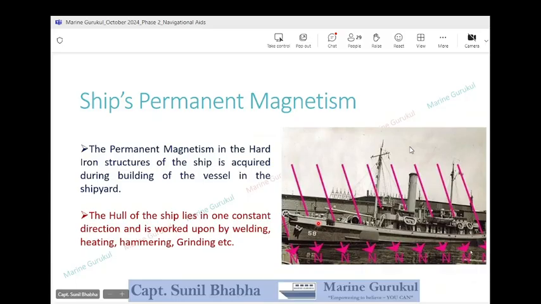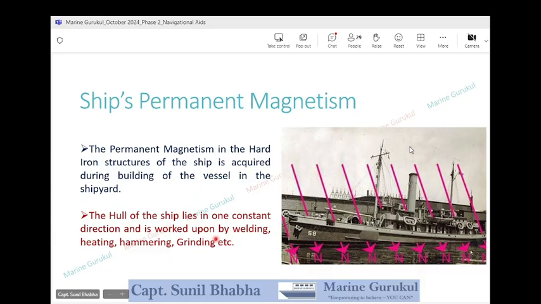In a yard or in a dock, when you start the shipbuilding, laying down the keel of the ship remains in the same orientation till the time it is ready to be launched for sea trials. So the Earth's magnetic field will keep on affecting the ship in this particular orientation only. So you can see the magnetic field lines are entering from the top deck of the ship and they are leaving out from the keel of the ship. So the hull of the ship lies in one constant direction and is worked upon.